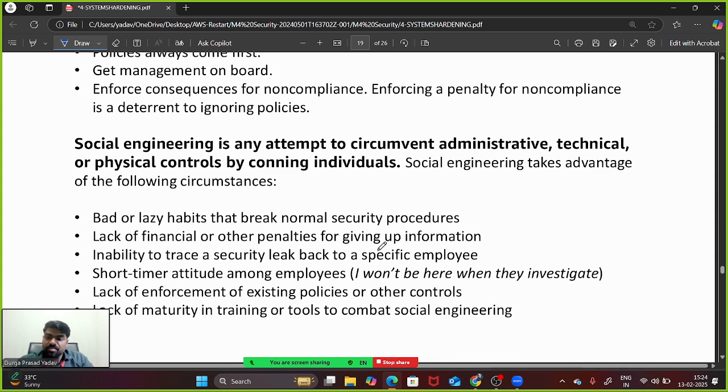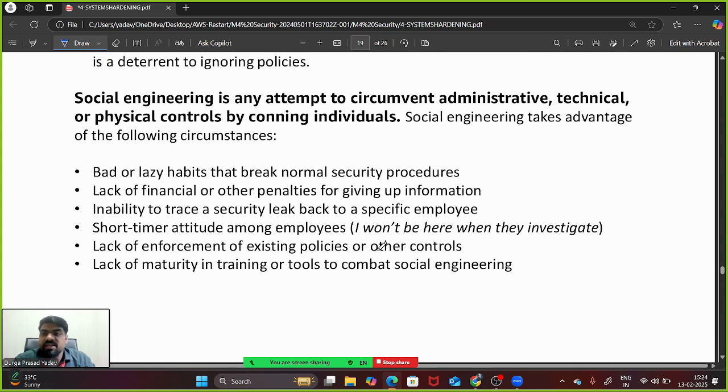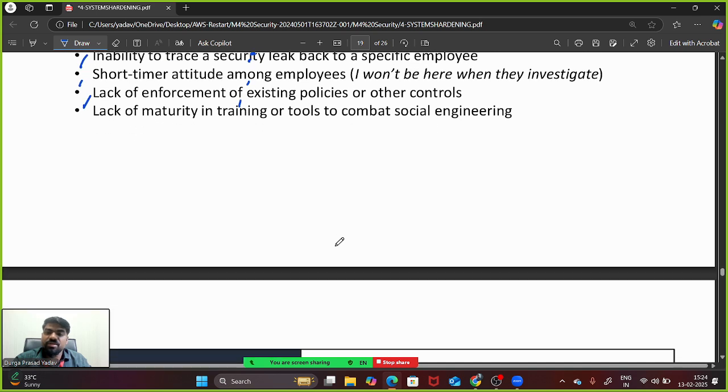If you ignore the policy, or if there is some social engineering, there is something related to social engineering that has been given. Social engineering is any attempt to circumvent administrative, technical, or physical control by conning an individual. These are all the tasks that have been given. Let's say bad or lazy habits that break normal security procedure. So these are all general terms that you will come to know once you are coming into the company.